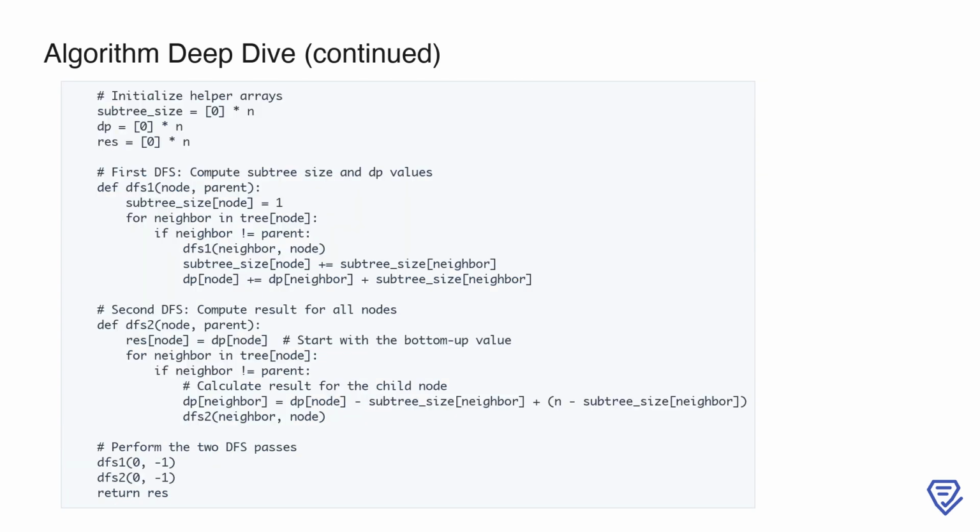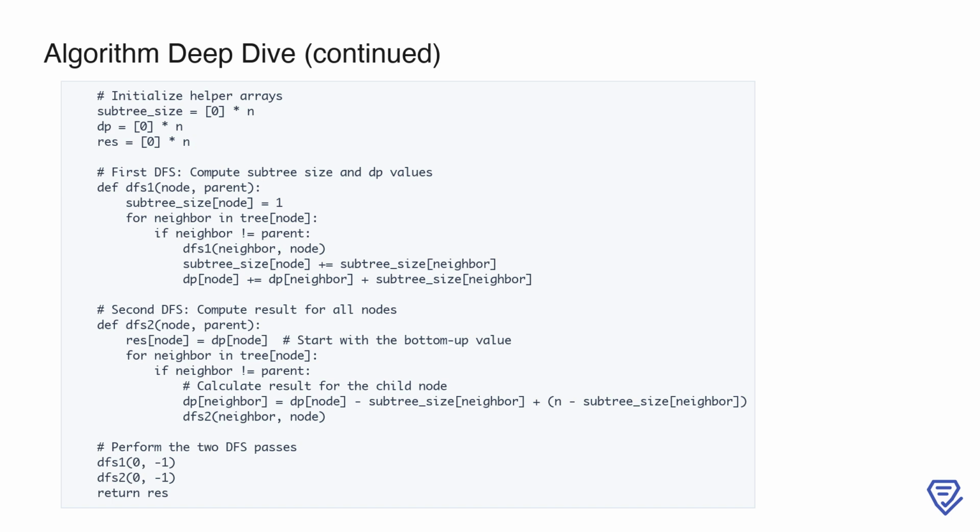The implementation proceeds with the two DFS passes. In the first DFS, we traverse the tree in a bottom-up manner to compute the subtree size and dp values for each node. Starting from the root node, we recursively visit its neighbors, skipping the parent node to avoid backtracking. For each node, we update its subtree size by summing the sizes of its children and incrementing by 1 for the node itself. Similarly, we calculate the dp value for the node by summing the dp values of its children and adding their respective subtree sizes.